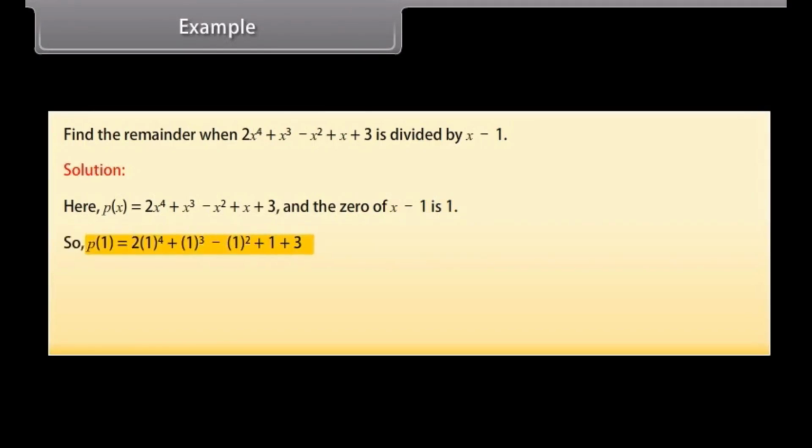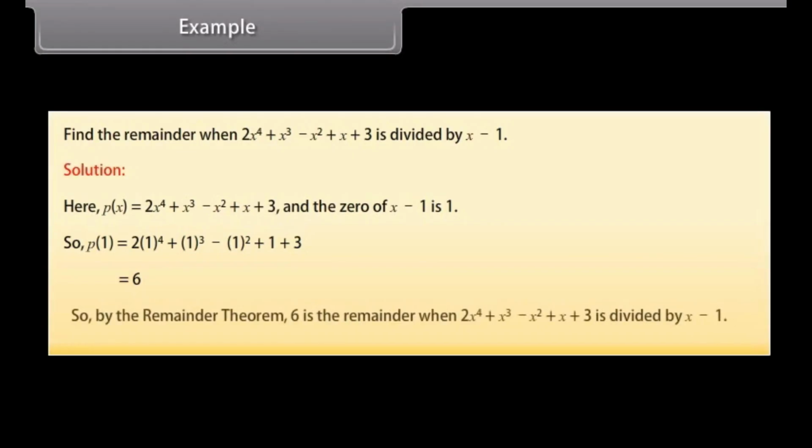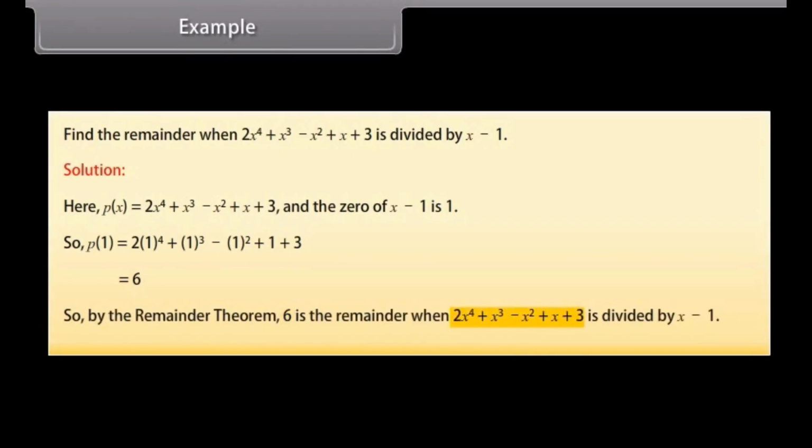So, p(1) = 1^4 + 1^3 - 1^2 + 1 + 3, which is equal to 6. So, by the remainder theorem, 6 is the remainder when 2x^4 + x^3 - x^2 + x + 3 is divided by x - 1.